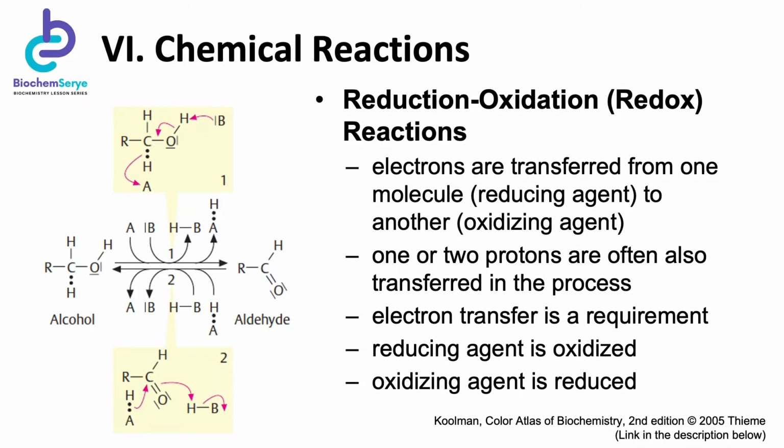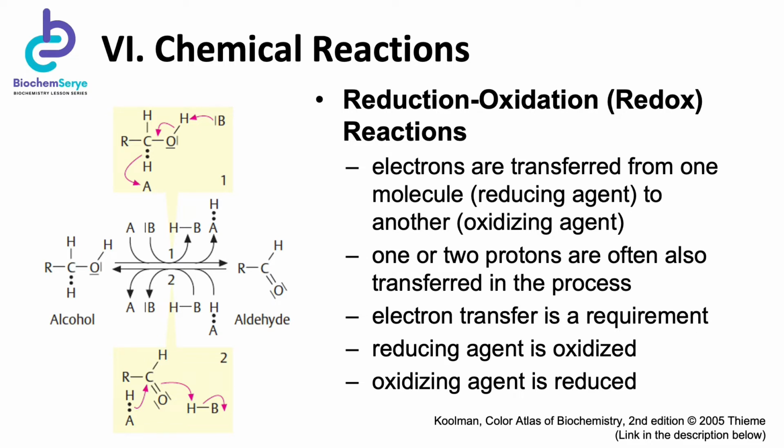The substance getting reduced in a chemical reaction is known as the oxidizing agent, while a substance that is getting oxidized is known as the reducing agent. In redox reactions, electrons are transferred from one molecule, the reducing agent, to another, the oxidizing agent. 1 or 2 protons are often also transferred in the process. But the decisive criterion for the presence of a redox reaction is the electron transfer. The reducing agent is oxidized during the reaction, and the oxidizing agent is reduced.